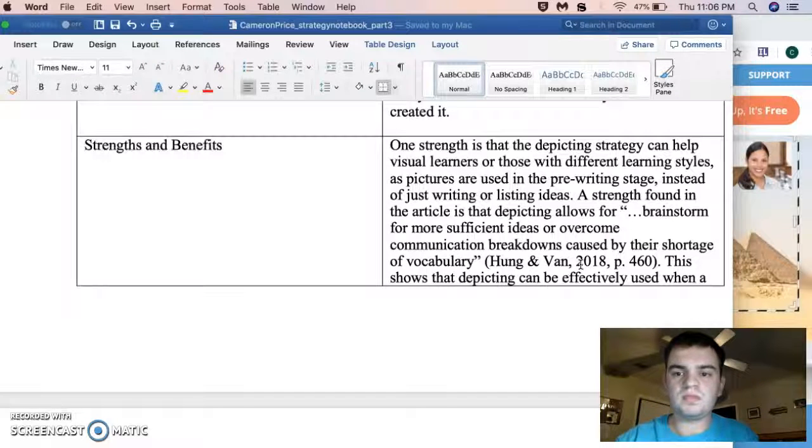Strengths. I'll go over a couple of strengths. One strength is that it's good for visual learners or people with different learning styles because it's using pictures, not just words, so they won't get stumbled over words. Some people can aesthetically and visually see things better, so that's a good strategy for them to use, and once again, this is in the pre-writing stage.